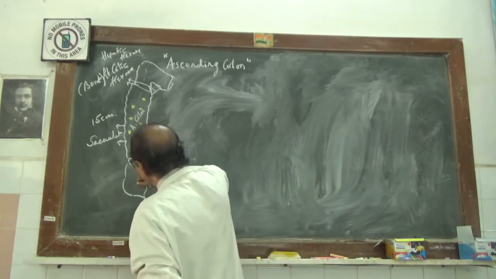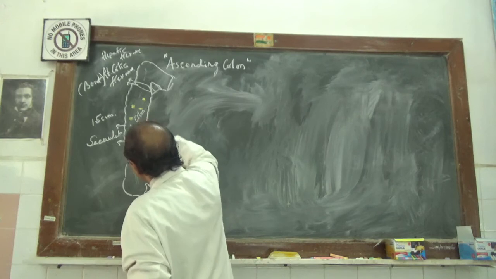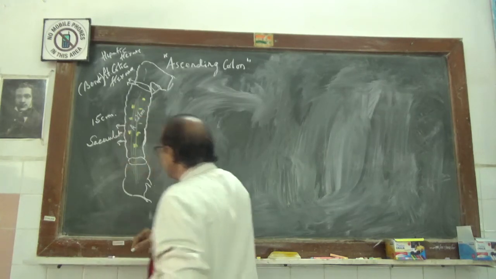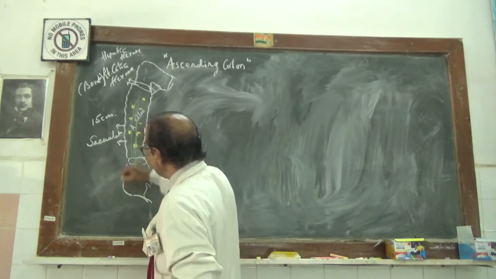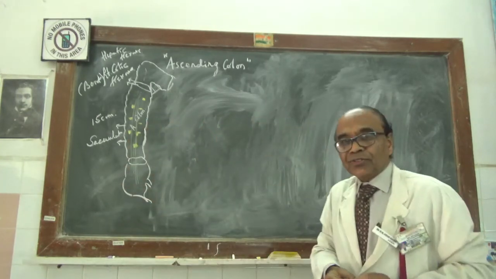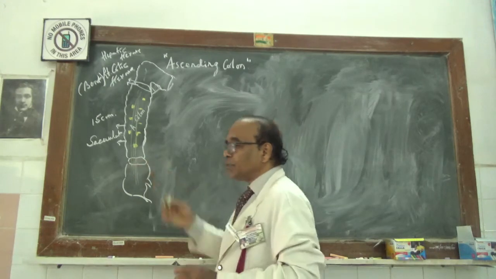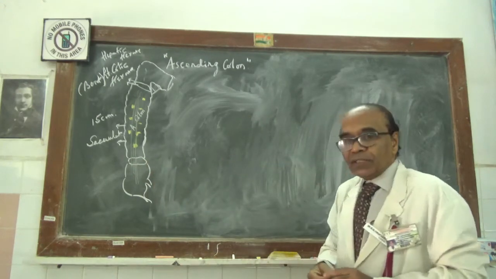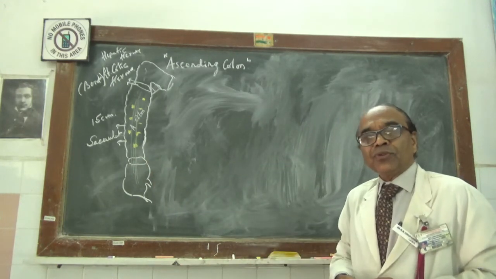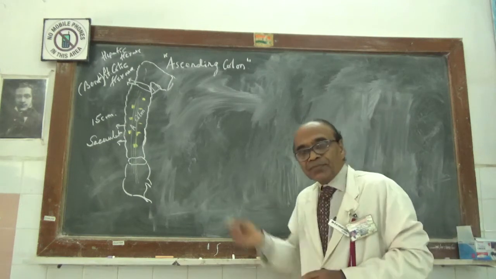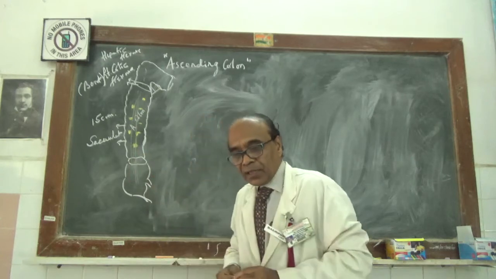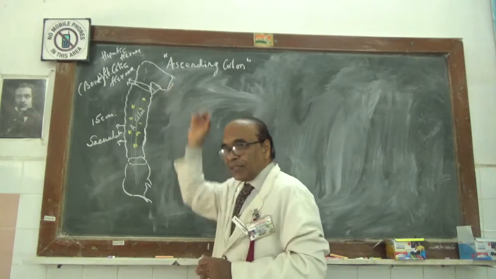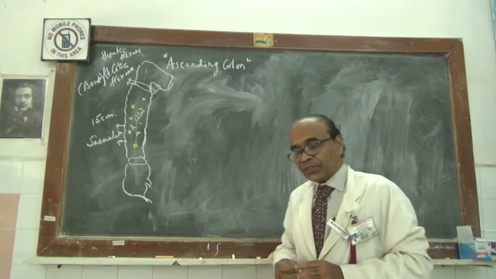Now these taenia coli are the continuing part of the cecal portion, which will be situated one anterior and two on either side, that is posterolaterally and posteromedially. So this will be the ascending colon. The ascending colon ends in the right colic flexure.